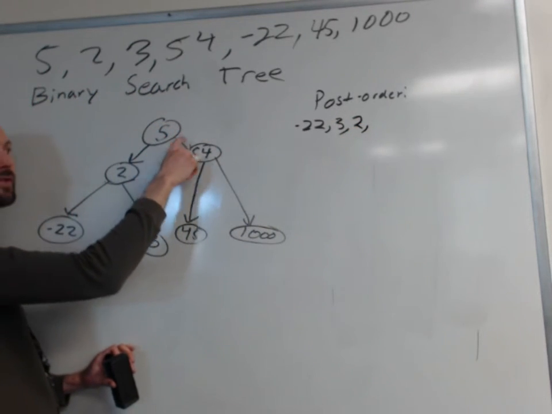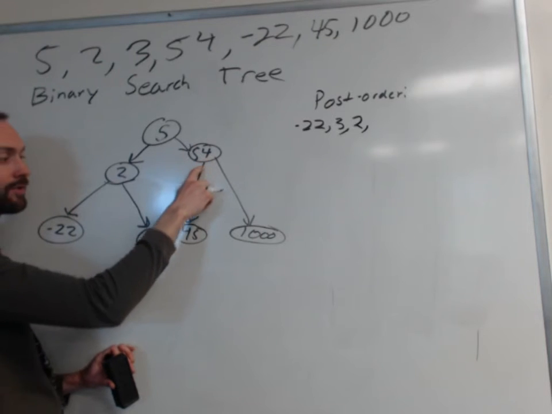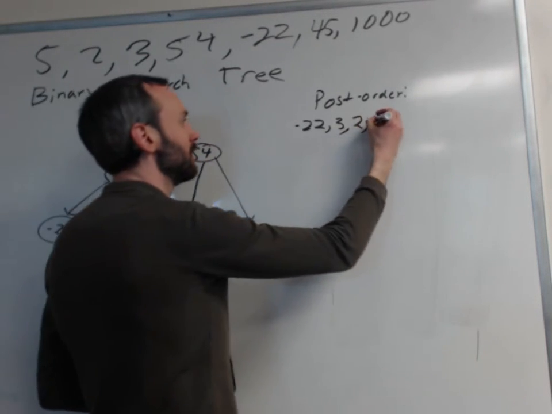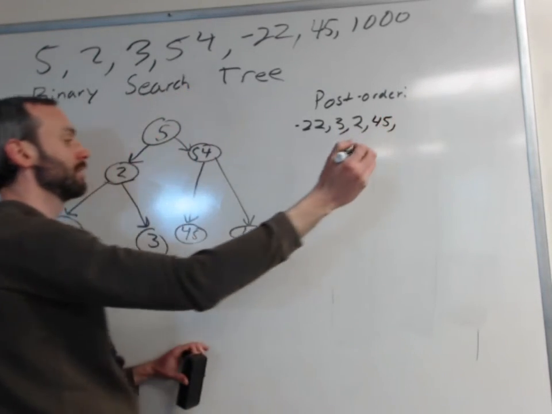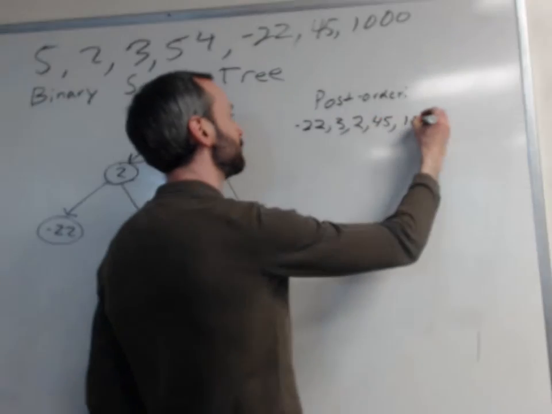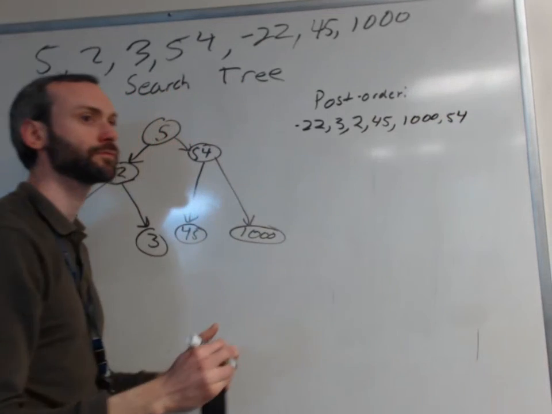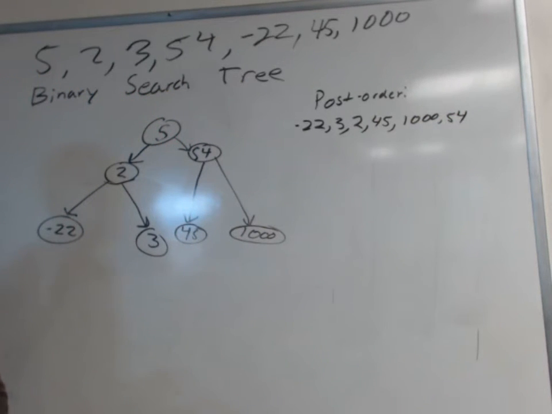Then you go up to 5, you haven't visited all the children, so you go to 54, haven't visited all the children, you go to 45. There's no children, so next would come 45. And then what would be printed next? 1,000. Then 54. Okay.